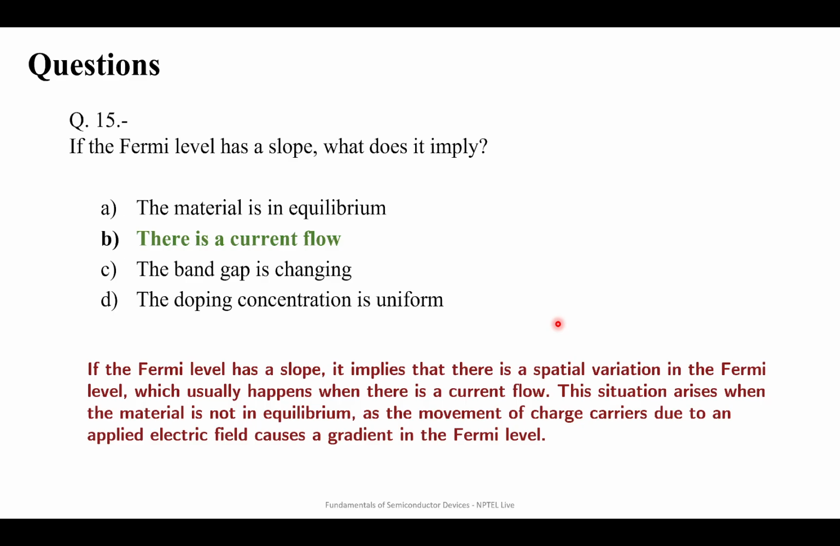If the Fermi level has a slope, that would mean there is a difference in the Fermi level going from left to right, which can only happen when the material is not in equilibrium, because there is a movement of charge carriers due to an applied electric field, which is causing a gradient in the Fermi level, and when this is happening, there would be a current flow.